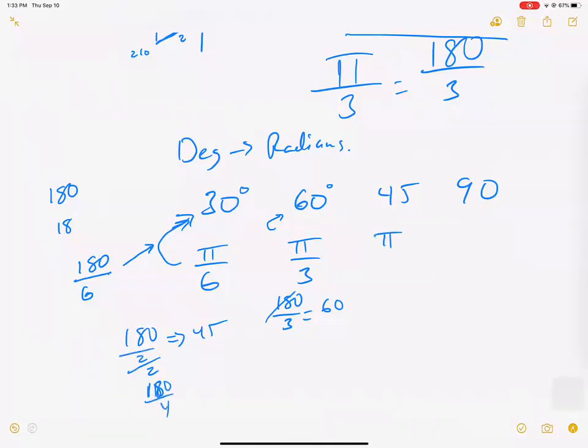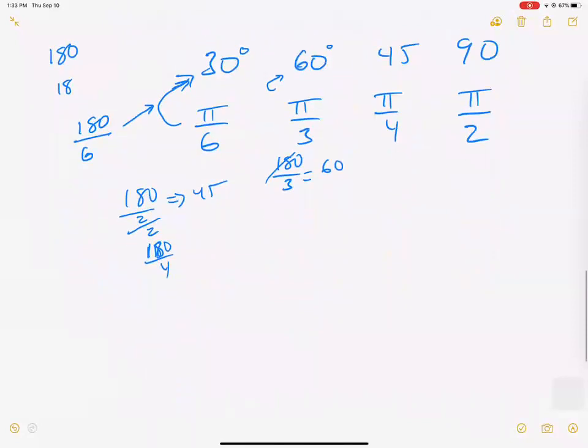So pi over 4 would always be a type of 45-degree angle. And 90 is just dividing pi by 2. So these are our most common special triangles that we have. Now, one of the things that you want to realize is that if I see pi over 6, 3, 4, or 2, automatically, it is a special angle for us.